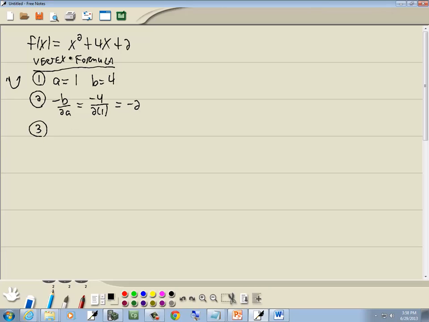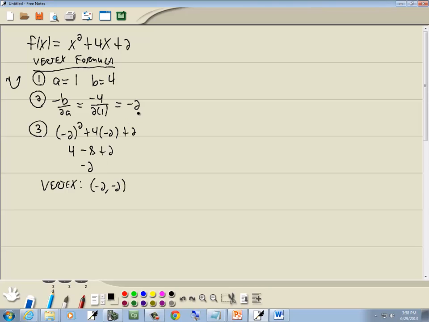We then want to take that value and plug it back into the original function. So we're going to have negative 2 squared plus 4 times negative 2 plus 2. Negative 2 squared is 4. 4 times negative 2 is negative 8, plus 2. 4 plus 2 is 6. Minus 8 is negative 2. So our vertex is going to be negative 2, negative 2.